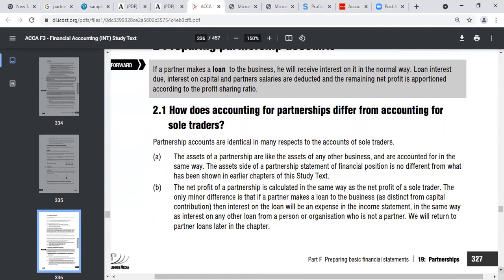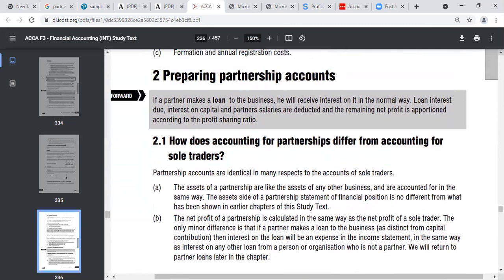So ours is now to dig deeper and understand how we prepare partnership accounts, and how these differ from preparing accounts for, say, a sole trader. Okay, so that is very important that we should get to understand. Now, when it comes to partnerships, I'll just comment that the only differences that might come in are, for example, around capital.